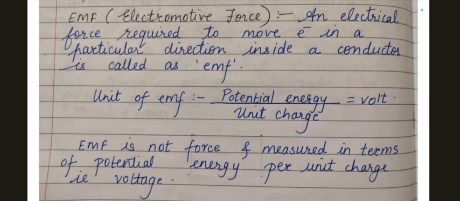Now what is the unit of EMF? We can define it as potential energy per unit charge. And yes, it is called a force, but we don't have to write its unit as Newton. We have learned this in lower classes also, but I am reminding you because most people make the same mistake every time. The SI unit of EMF is volt. Remember, volt. EMF is measured in terms of potential energy per unit charge, that is voltage. So that is EMF.